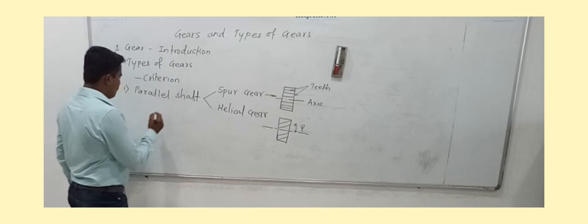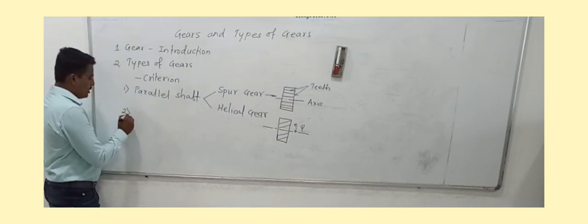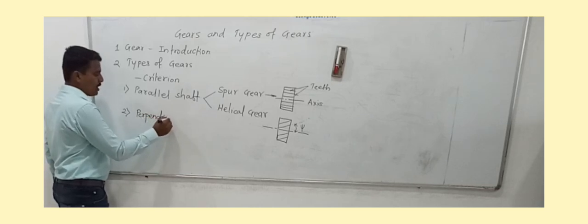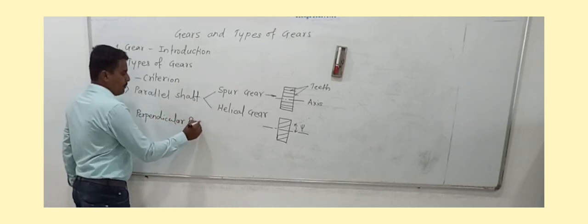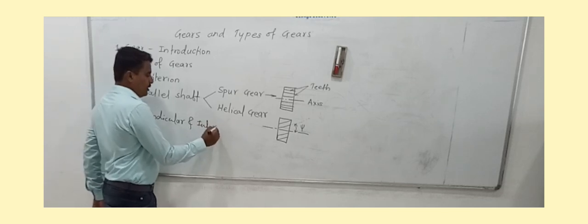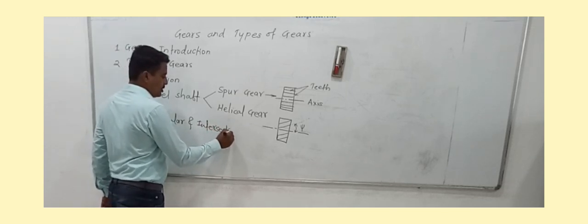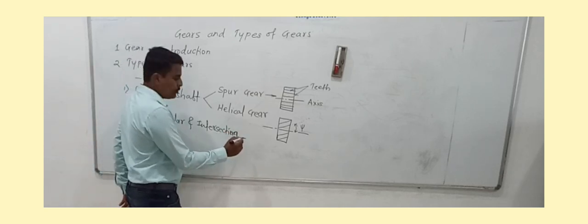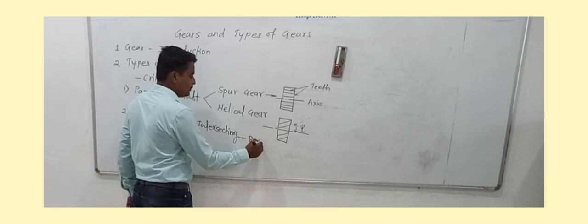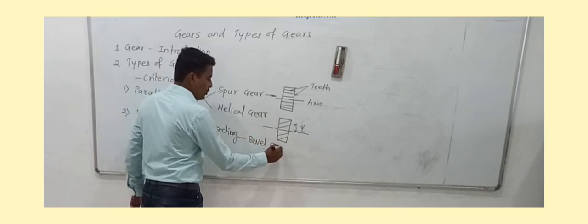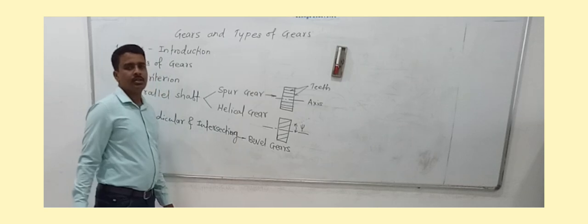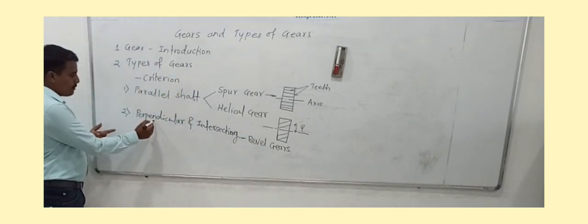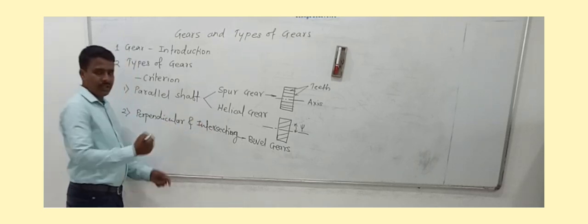The third category: when the shafts are perpendicular and intersecting. When the situation of gear shafts is like this, the types of gears used are bevel gears. So which types of gears fall under this category? Bevel gears. In case of bevel gears, the position of shaft is perpendicular and intersecting.